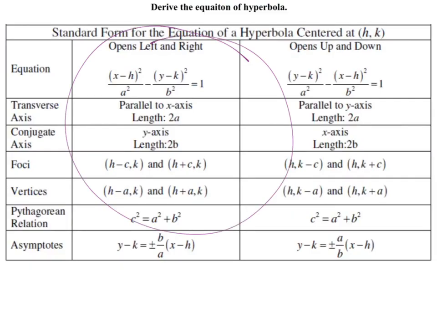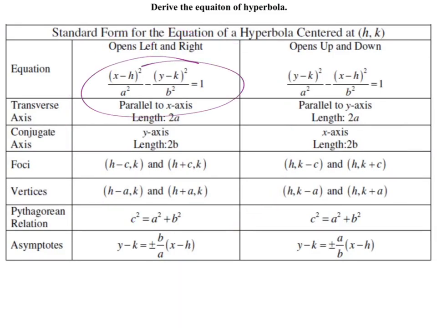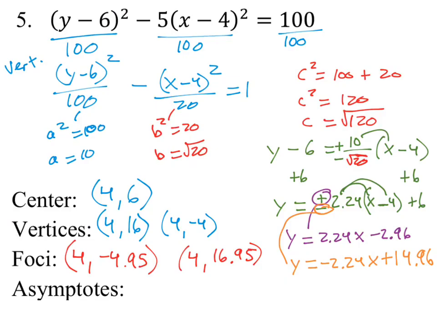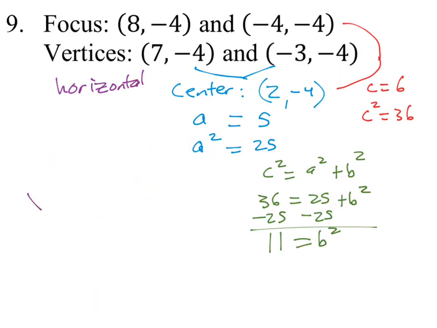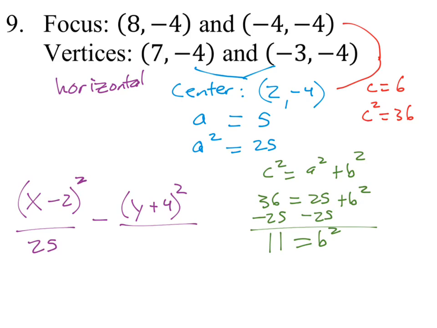And so, look at your notes. Find the horizontal one. That's this one. And you're going to be doing x squared first. And then a squared goes on the first one. So we got x minus our h value, which is 2, squared. And then minus y minus the k value, minus -4, same thing as add 4. And then on the bottoms here, we're going to have a squared, which is 25, and then b squared, which is 11, and it equals 1.